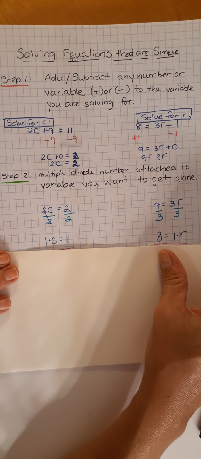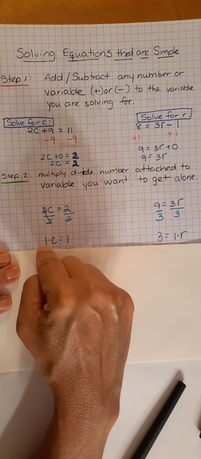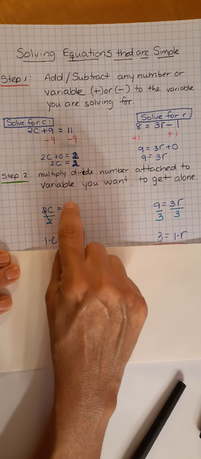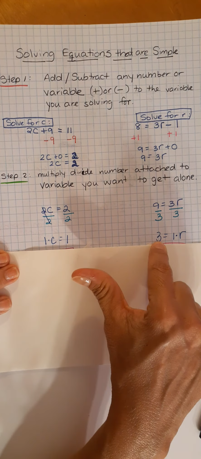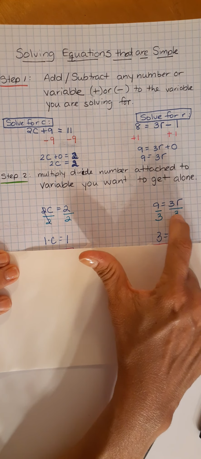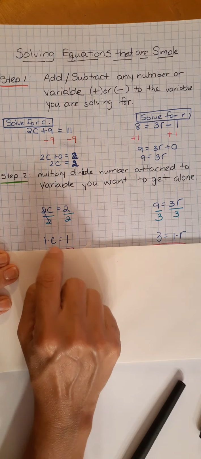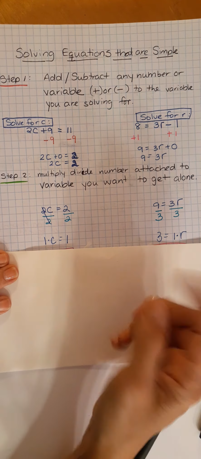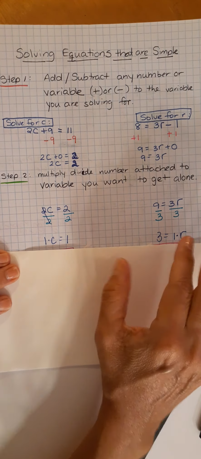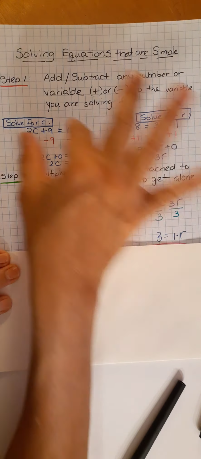Now, what happens? 2 divided by 2 is 1. c equals 2 divided by 2, 1. 9 divided by 3, 3, equals 3 divided by 3, 1 times r. Now, 1 times c, any number times 1 is the same number. 1 times r, r. Now, see, this is doing the exact same process.